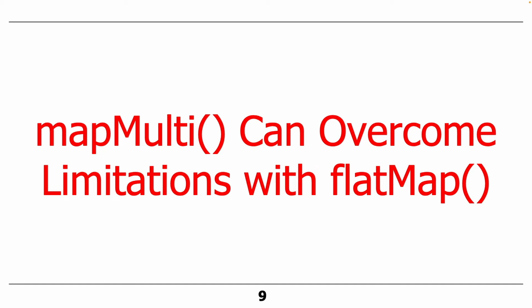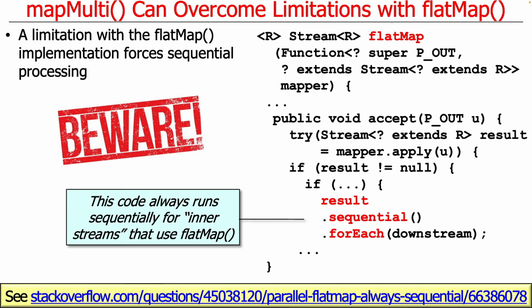So let's briefly talk about some ways it can overcome limitations with flatMap. I will spend more time on this, and I'll show you a really cool example that I cooked up recently that demonstrates this, but this is just to give you a teaser. If you may recall, flatMap has some problems when used in parallel streams, and that's because, for reasons that somewhat escape me, the implementation of flatMap always runs sequentially for inner streams. And that's just the way it works. If you read about this at Stack Overflow, it explains this, and it points to the code.